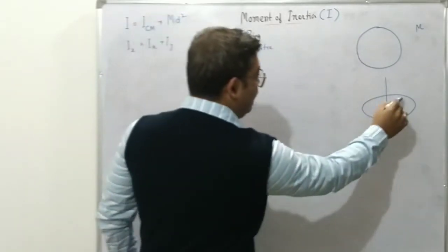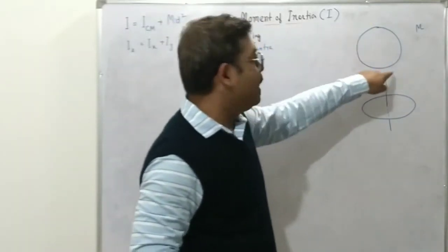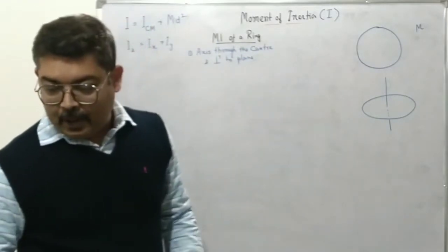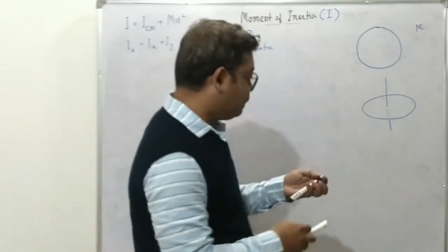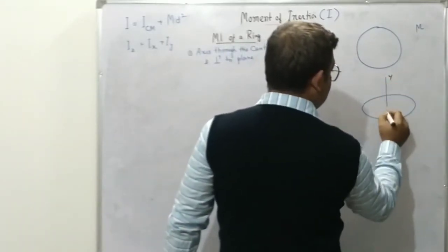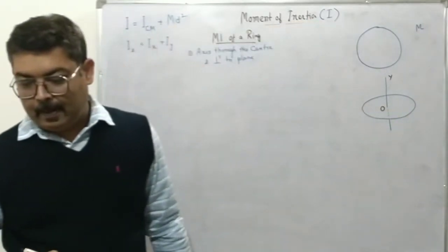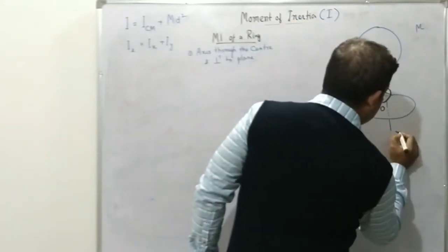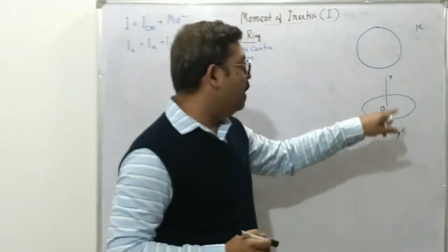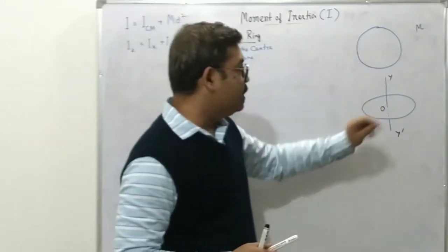Please remember this area is hollow. The entire mass is along the line only. It's a linear mass distribution basically. Okay, so if this is the ring here and this is the y-axis and here is the center which is the origin. So we want to find the moment of inertia of the given ring about the axis perpendicular to the plane and passing through the center.